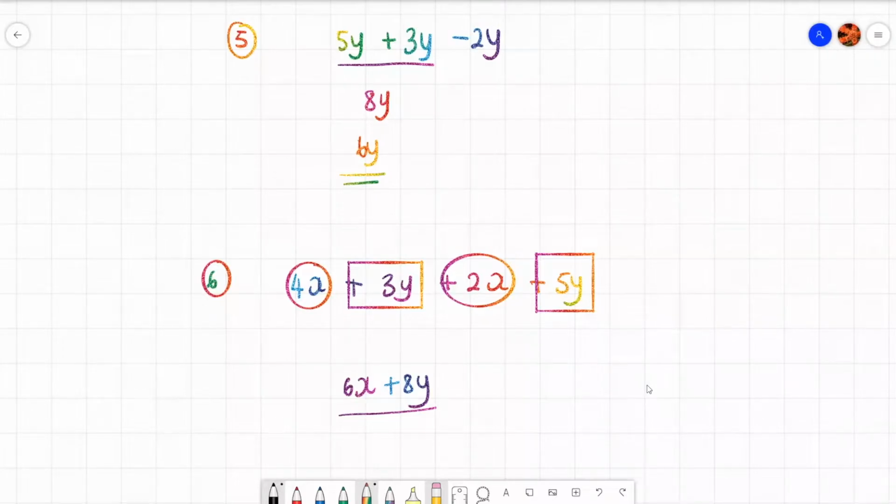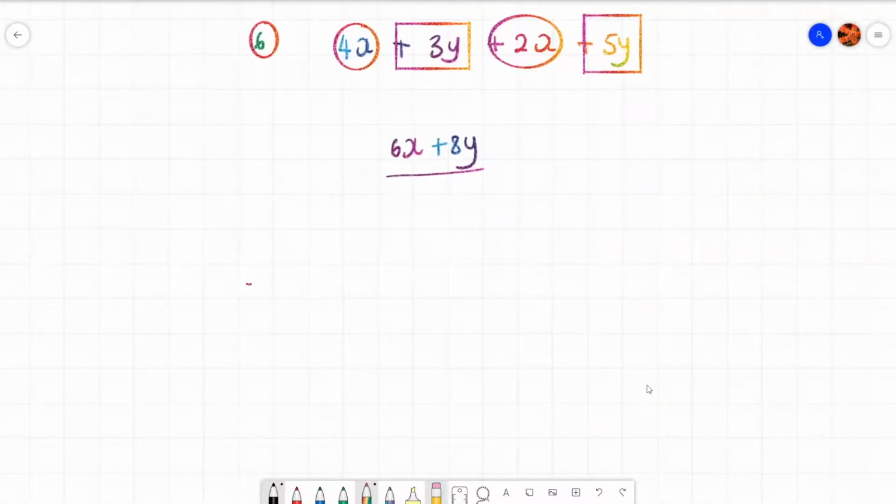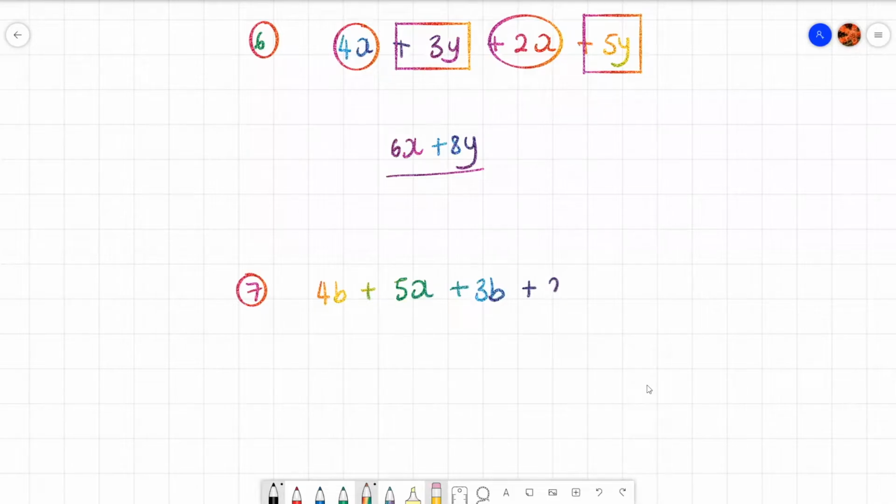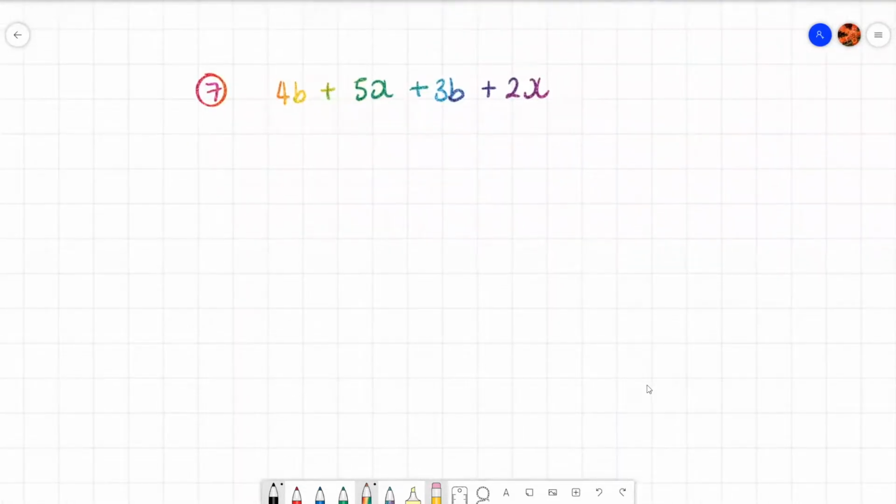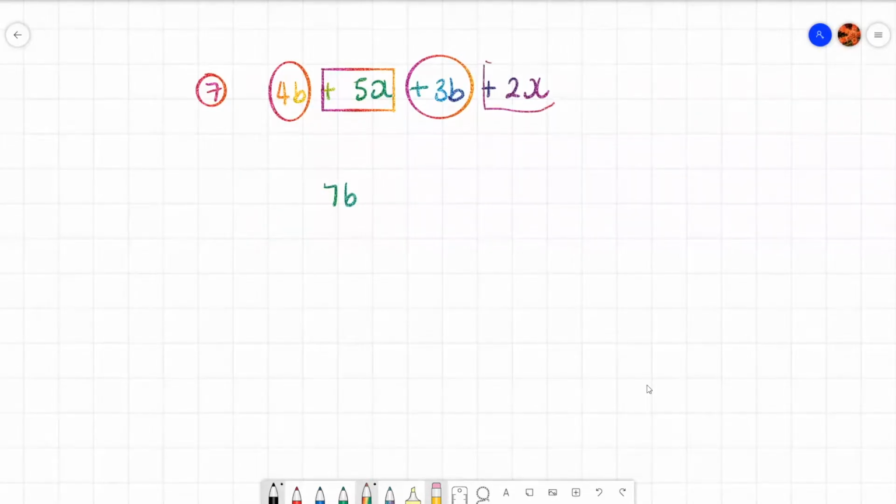Okay, let's have a look at a different example similar to this one. Let's do 4b add 5x, add 3b, add 2x. Again, remember circle and box. So the b's I'm going to use circles for. I'm going to add them together. 4b add 3b is 7b. Box the other ones. I've got 5x add 2x, which is 7x. Again, I cannot add these together because the b and the x is different and they're not the same. Therefore, they can't be added together.